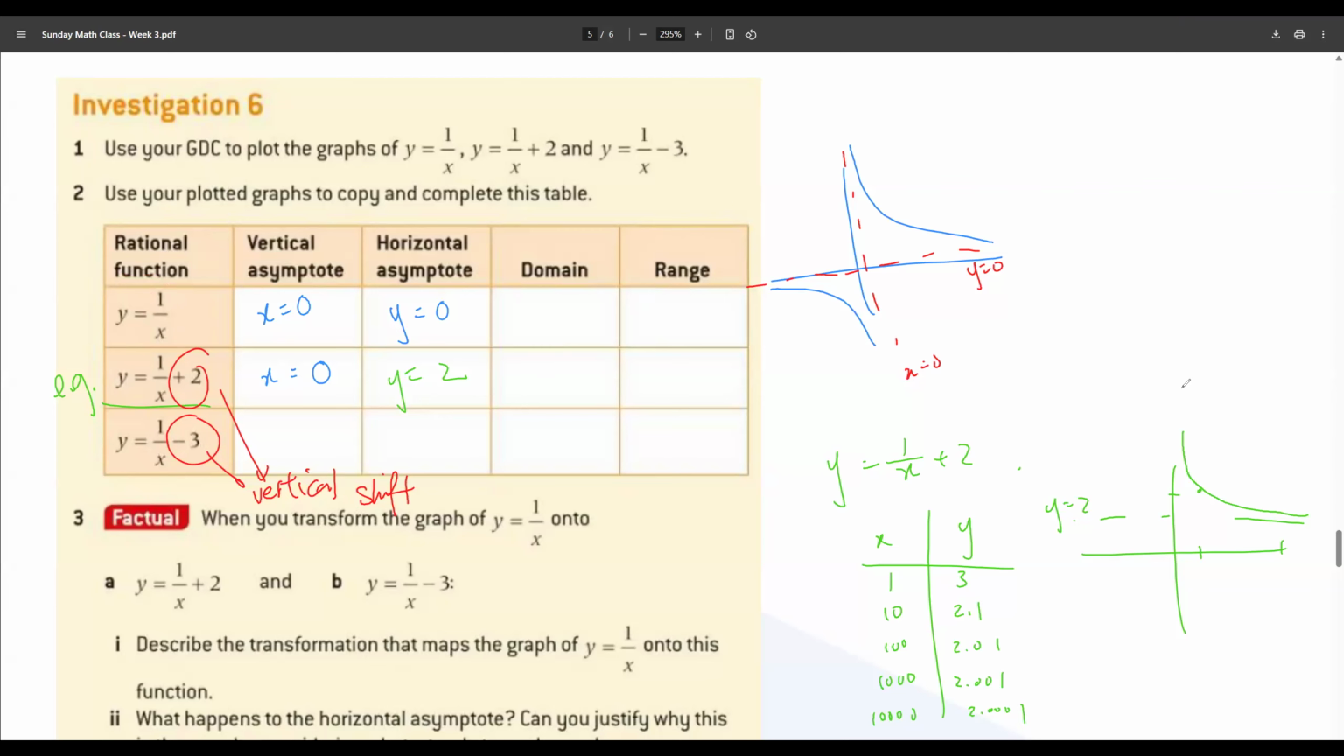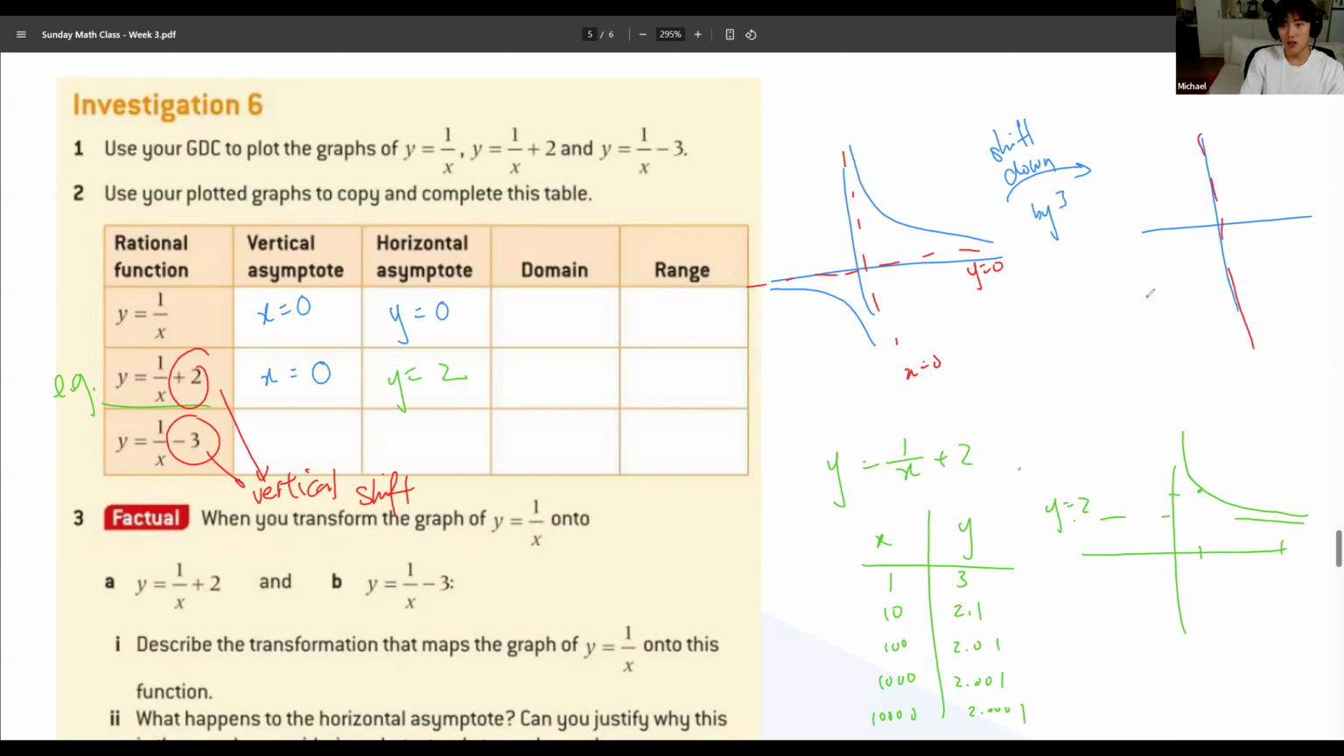Wait, can you explain that again? This is our first graph, right? If we shift it down by 3 units, what do you think the horizontal and vertical asymptote is going to be? I don't know what you're asking. This whole thing shifts down. Your vertical stays the same. Your horizontal shifts down by 3 units. It becomes y equals -3. And the entire graph just goes down by 3 units.